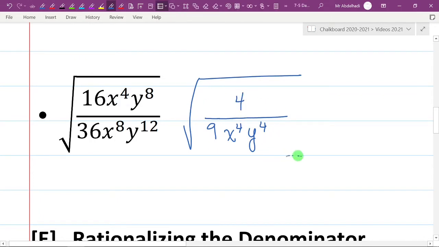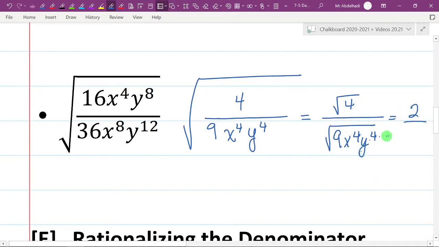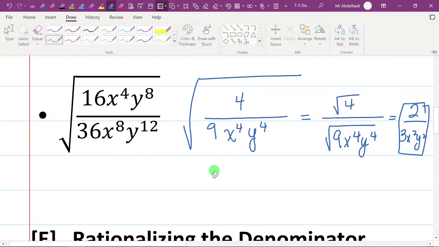Once you've simplified, you can now break this into a separate radical on the top and a separate radical on the bottom, like that. The top becomes 2. The bottom, when we chop it up, becomes 3x squared y squared, and we're done. Okay, so that's one way to do it.